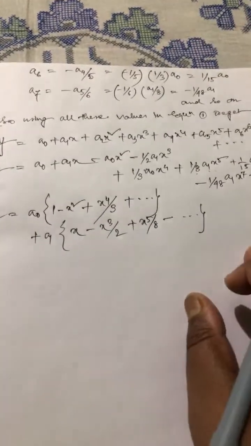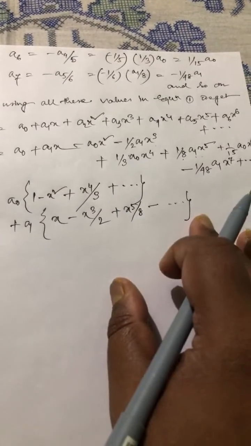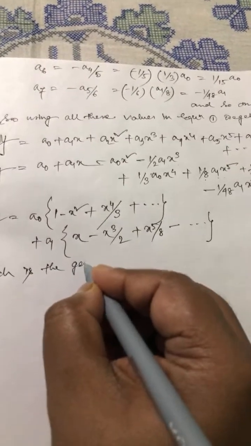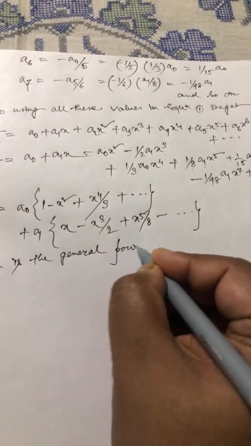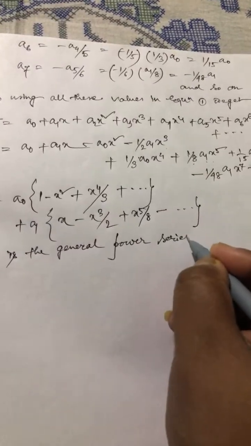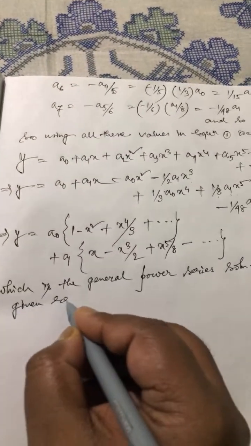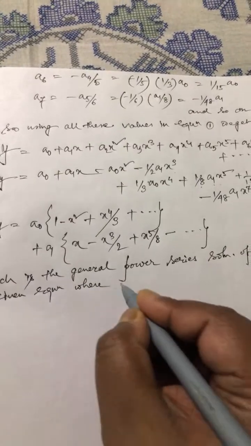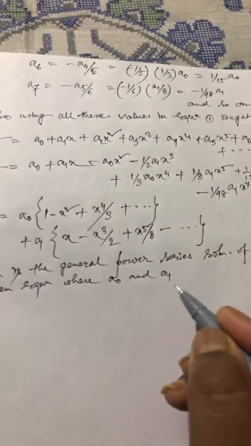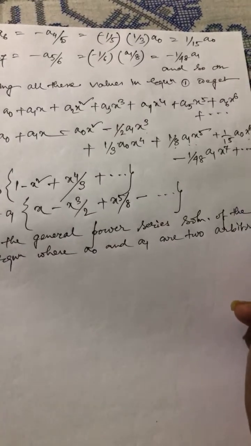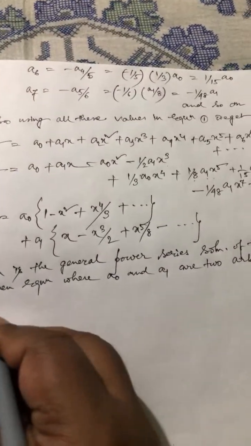So this represents the general solution, which is the general power series solution of the given equation, where a naught and a1 are two arbitrary constants.